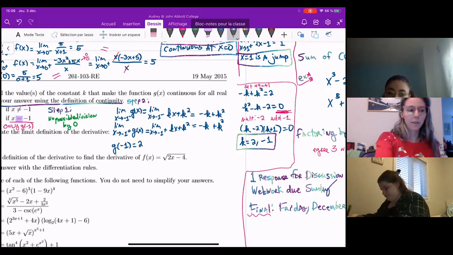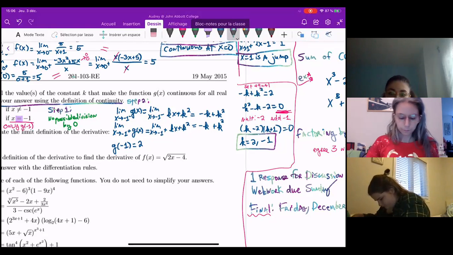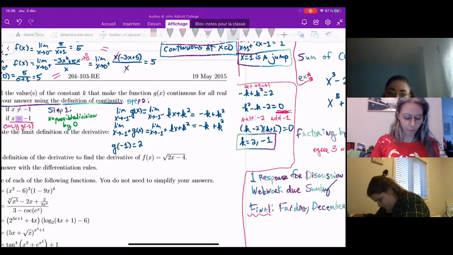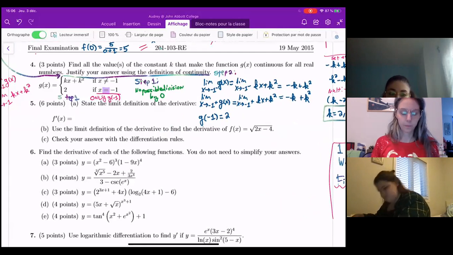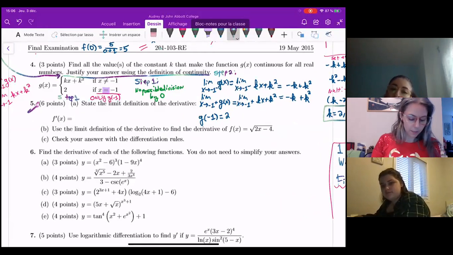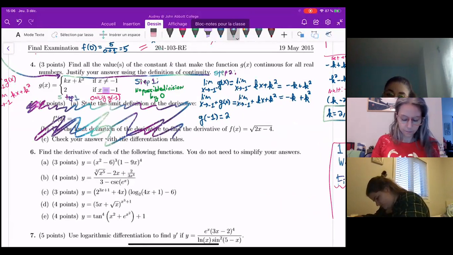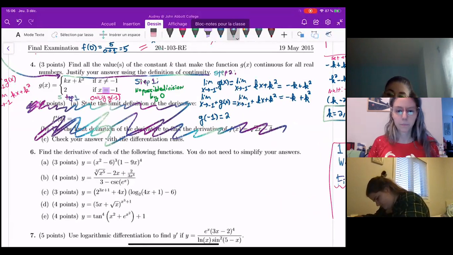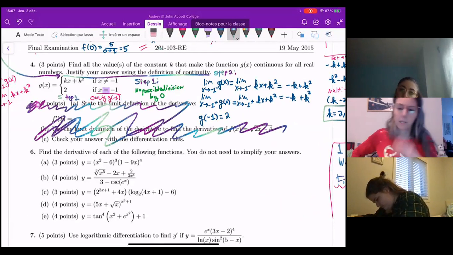Are there any questions about this? Okay. We're gonna skip 6 because, as mentioned, no limit definition on your final. So we're just gonna skip it. If it's an equal sign, then you don't use it for the limit. Exactly. And we have a piecewise function.